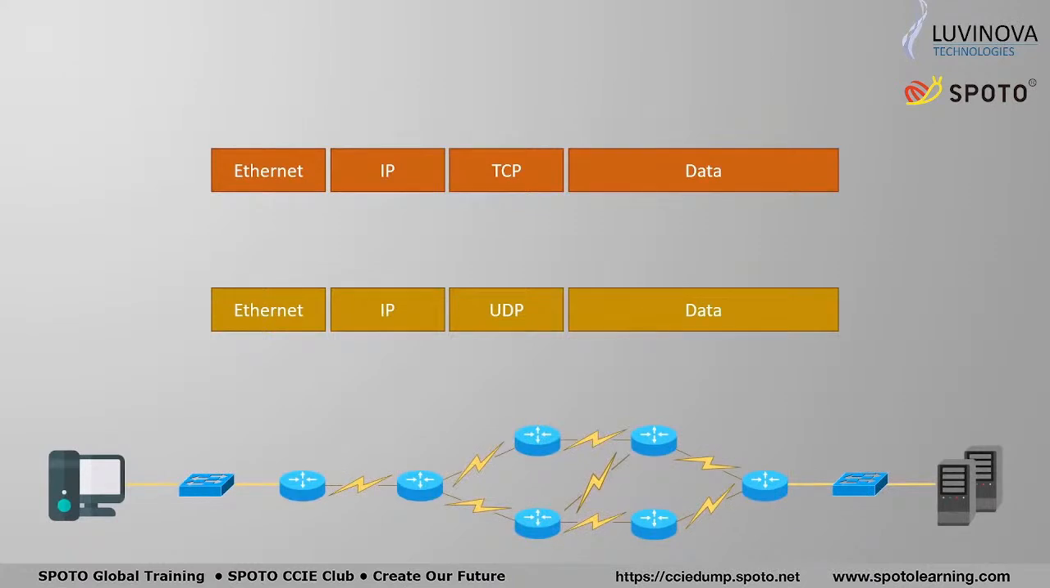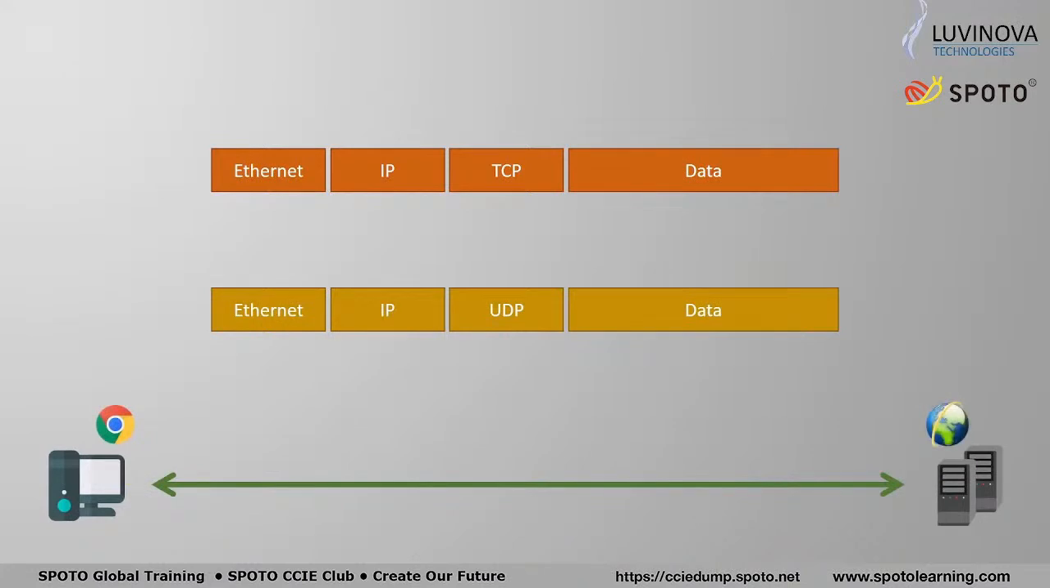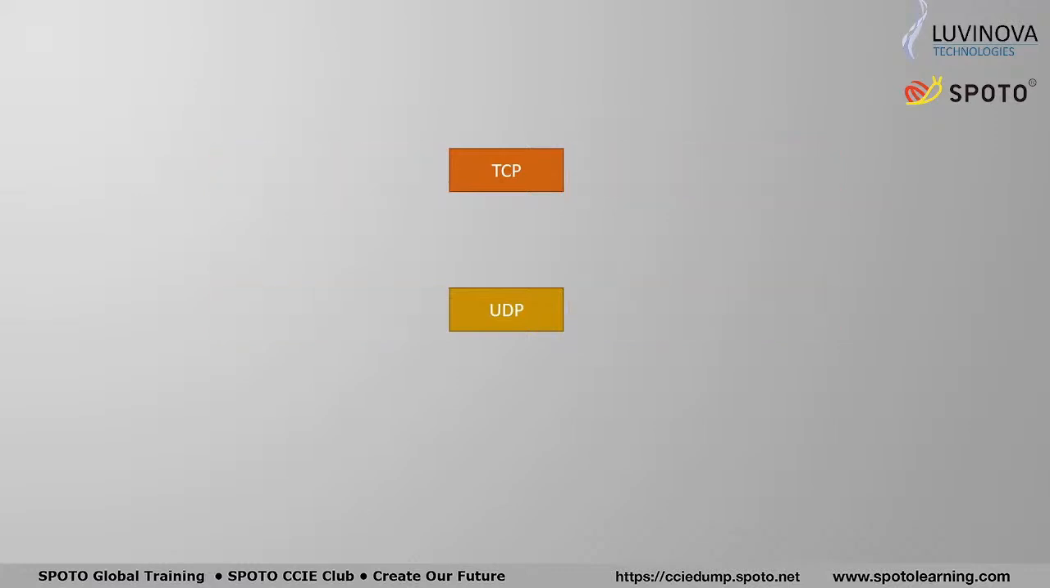At layer 4, though, we see very different behavior. The transport layer doesn't care too much about the networks in between. Why? It doesn't need to. That's layer 3's job. It also doesn't care too much about the devices themselves. Instead, it cares more about getting data between applications. The two protocols that are responsible for this are TCP and UDP.